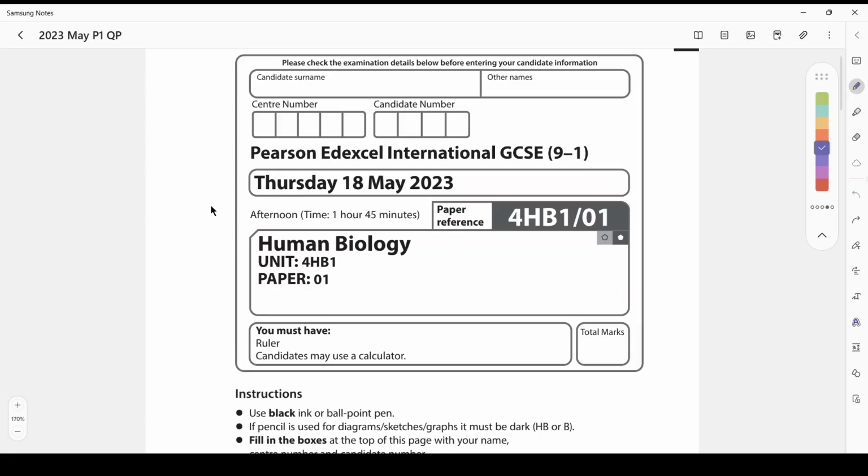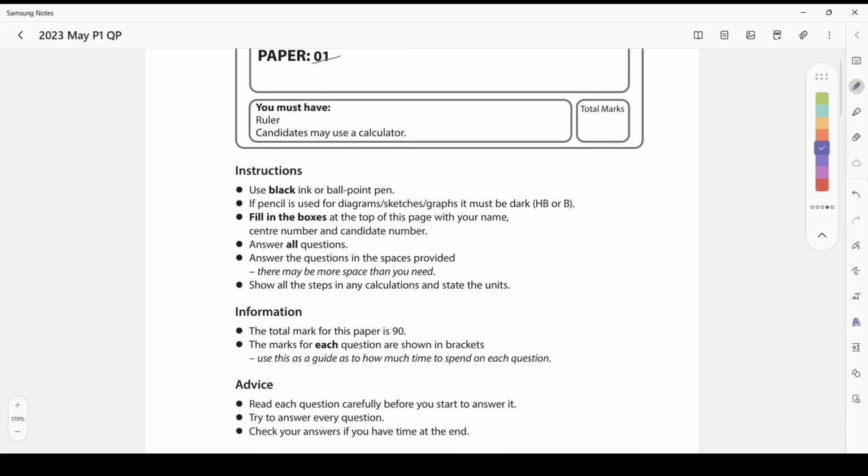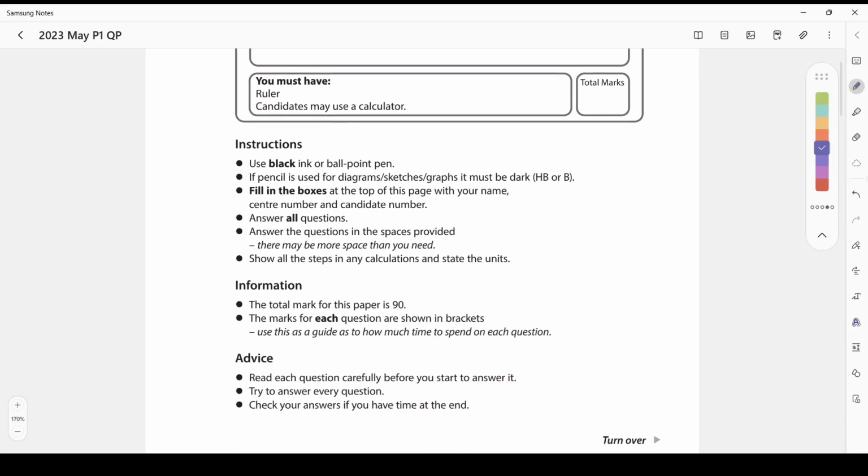Hi everyone, today we'll be covering the IGCSE Human Biology past paper. This is from May-June 2023, and this is paper 1. You are given 1 hour and 45 minutes to complete this paper. This paper is worth 90 marks, as you can see here, and this paper tests on the entire syllabus.